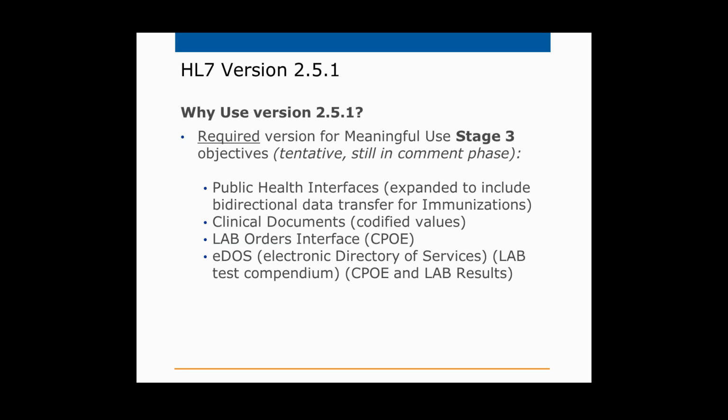So for stage 3, 251 is required for the public health interfaces, including that bidirectional immunization query, the codified components of clinical documents, CPOE, so receiving lab orders and placing those lab orders uses 251, and then the lab test compendium, the list of orderable lab tests that has overlap both with bringing lab orders in for CPOE and with sending lab results out. So that's the main 251 overlap that we're seeing so far.